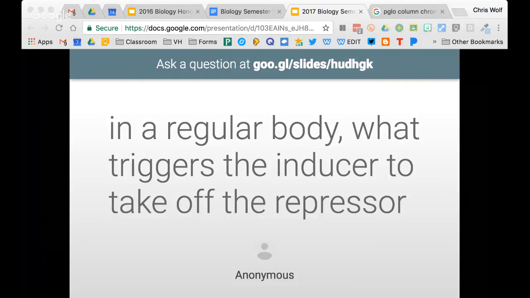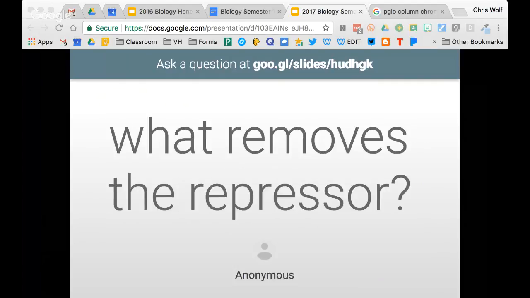In regular biology, what triggers the inducer to take off the repressor? The sugar. If you're looking for the name of it, it was arabinose. If you're looking at how it works, when the arabinose attaches to the repressor, it changes the repressor's shape. The repressor is a protein, and its shape changes. If its shape changes, it can't attach to the DNA, and it can't block the gene from being read. But that's a lot of detail you don't really need to know. What you really need to know is that an inducer removes the repressor, an inducer turns the gene on.